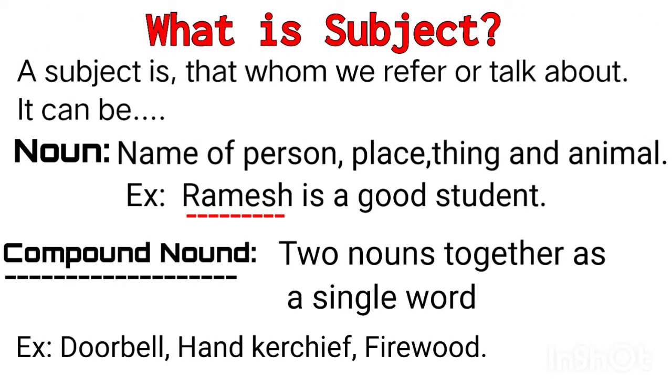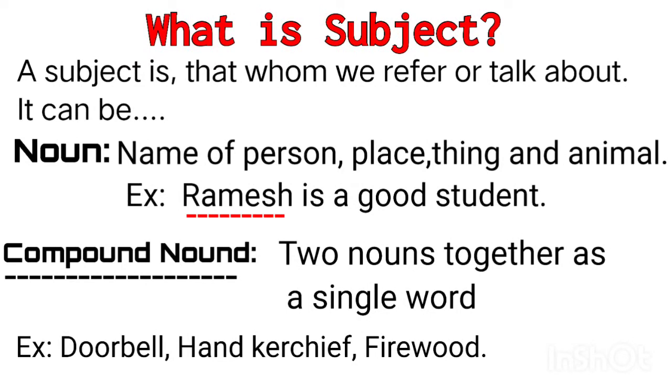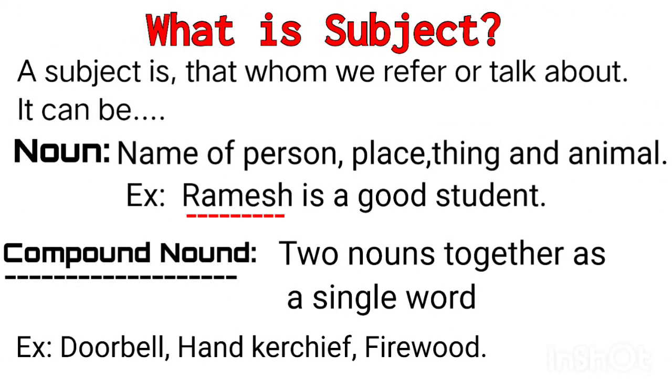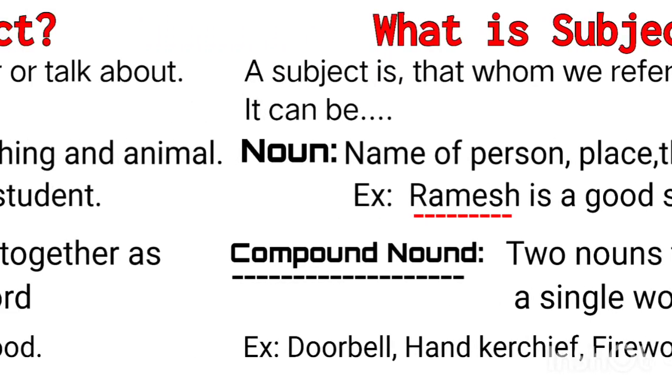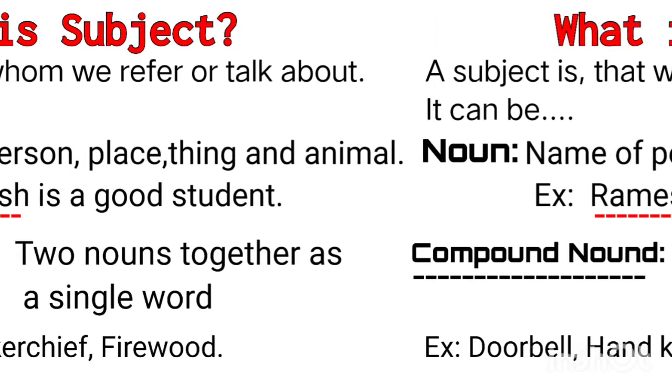Generally a subject is what we talk about, whom we refer to in a given sentence. As I told you earlier, it can be a noun, a compound noun, a noun phrase, a noun clause, even a pronoun. Let us see first how a noun acts in place of a subject. A noun is a name of a person, place, things and animals that we use in the beginning of the sentence as subject. Look at an example here.